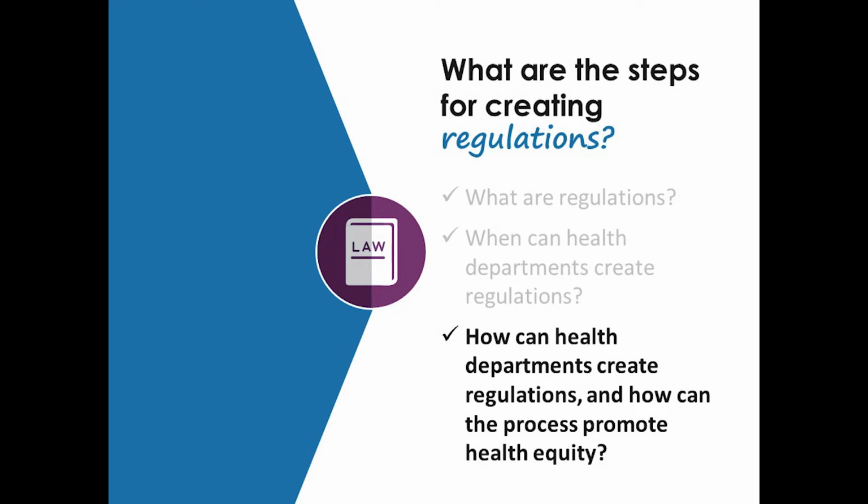Now that we know when public health agencies can make regulations, let's address how they do it and how they can do it equitably. As mentioned earlier, the process of making regulations is often called rulemaking, and we will use that term in the following slides.